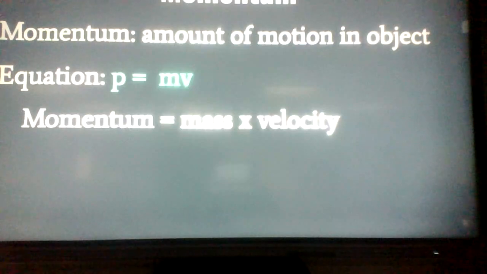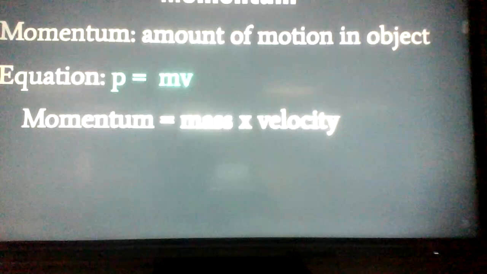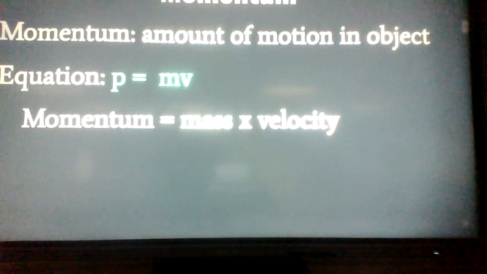Lowercase p stands for momentum. I forget the word, but the little p comes from the Latin word for momentum. So like some of the chemical symbols on the periodic table, that looks like it doesn't make sense, but that's what we use. Little m is mass and little v is velocity. So momentum is mass times velocity.